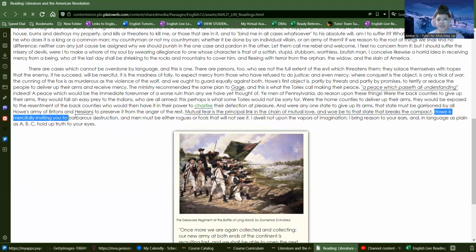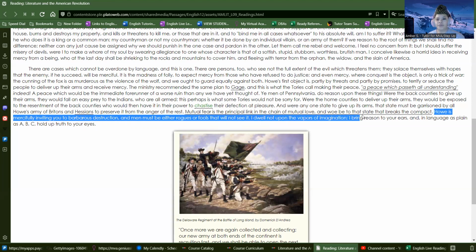Howe is mercifully inviting you to barbarous destruction. So barbarous means like barbaric. And men must either be rogues or fools. So rogues are people who have no loyalty, thieves, or fools that do not see it. I dwell not upon the vapors of imagination. I bring reason to your ears, and in language as plain as ABC, hold the truth up to your eyes.